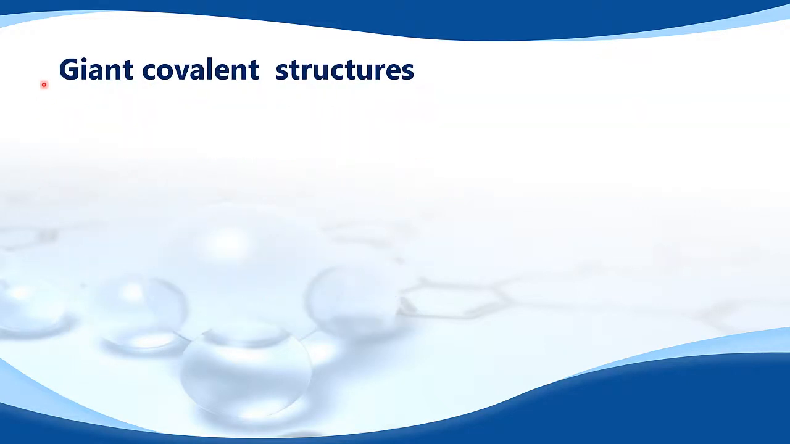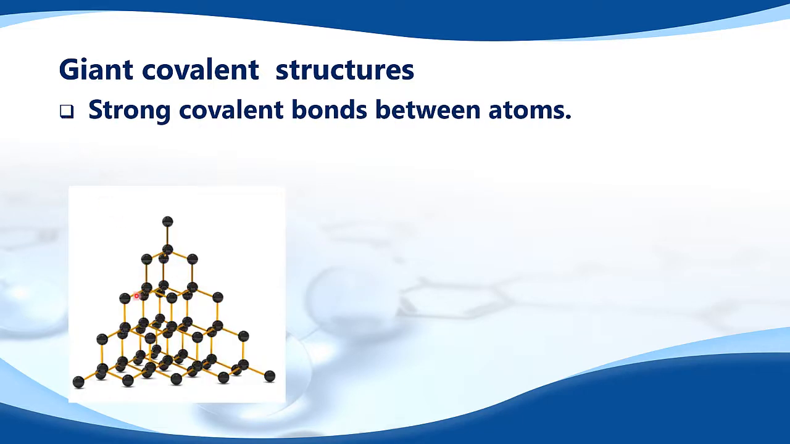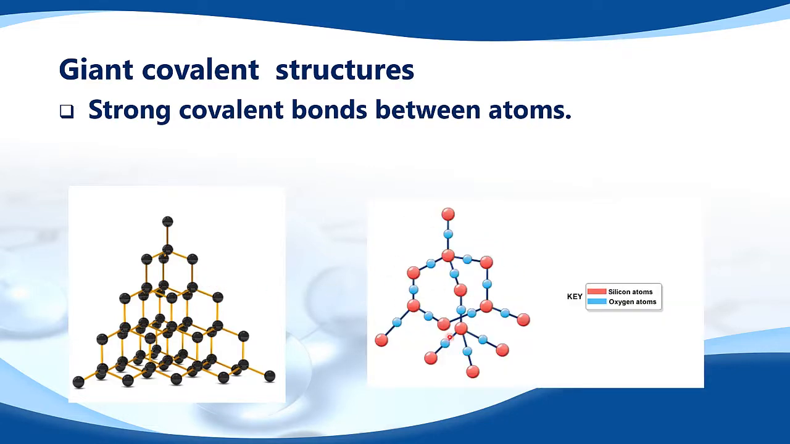Next are the giant covalent structures. These have strong covalent bonds between atoms. Here's the example we looked at earlier. This is diamond. Diamond has strong covalent bonds between the carbon atoms. Here's another example. This is silicon dioxide. And again, between the silicon and the oxygen atoms, there are these strong covalent bonds.